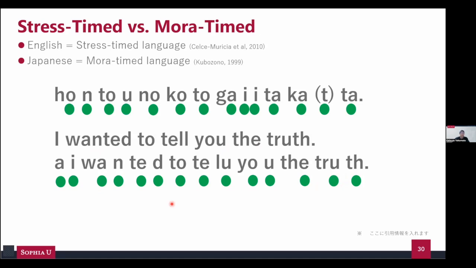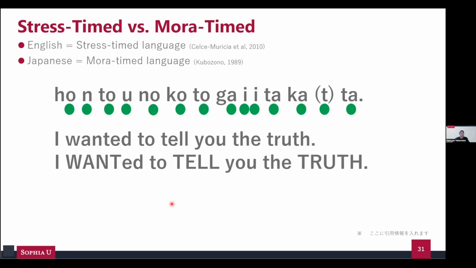But English is stress-timed, so they want to focus on the content words. You have to tell them the content words are stressed and other function words are unstressed. I wanted to tell you the truth. So the rhythm is like this. I wanted to tell you the truth. So you can see the difference and the strong and weak syllables.